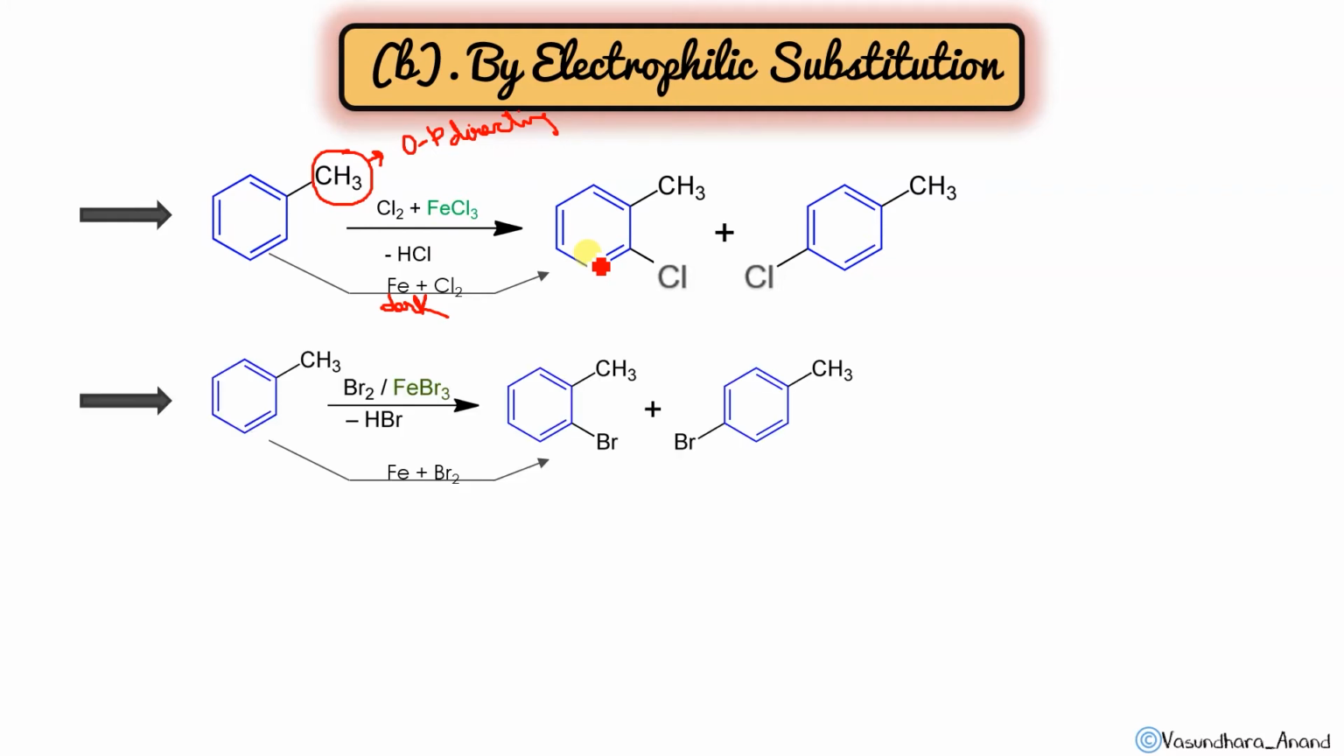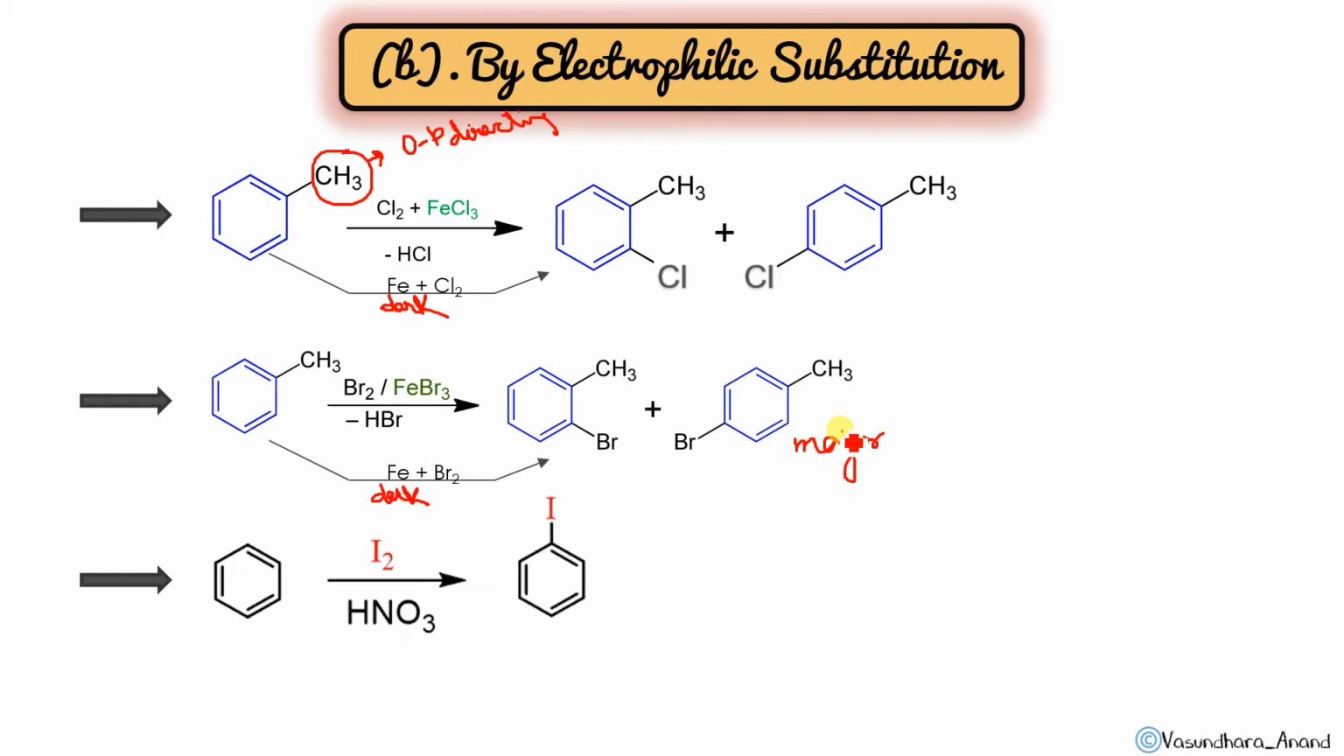Yes. Now the next thing, the same way we can do in the presence of FeBr3 also, Br2, it will bring bromine. Yes. Here also Fe is dark, and the first one is ortho and the second one is para. And out of this ortho and para, if I ask which one will be the major product, because of the stability, para will be the major product.